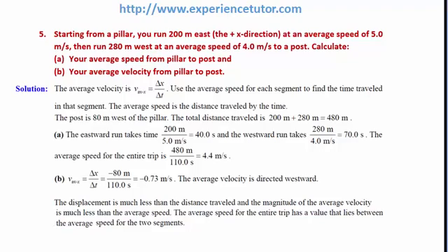Question 5. Starting from a pillar, you can run 200 meter east, the plus x direction, at an average speed of 5 meter per second and then run 280 meter west at a speed of 4 meter per second to a post. Calculate your average speed from pillar to post and your average velocity from pillar to post.